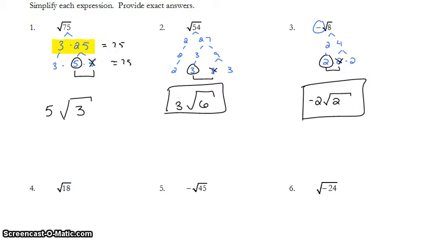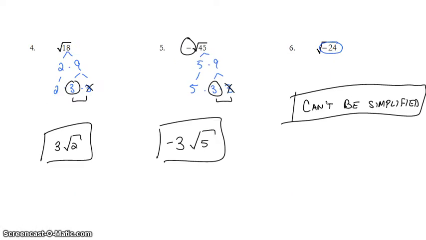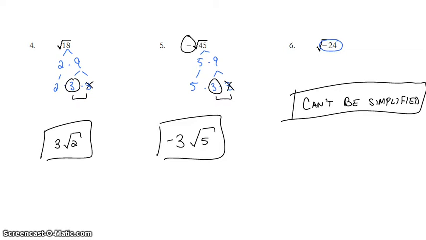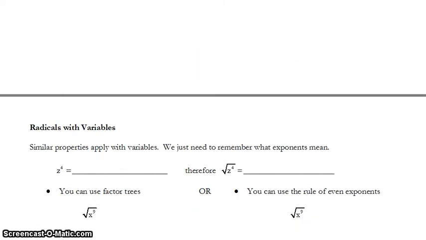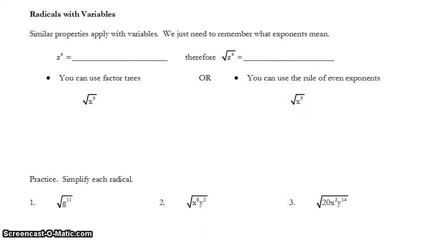If you haven't finished 4 through 6, pause now and go ahead and do that, please. And for 4 through 6, we had 3 square root 2, negative 3 square root 5, and number 6 can't be simplified because I have that negative inside the radical, and there's nothing that'll multiply by itself and be a negative number. So the new thing for today is on our next page, and that's square roots or radicals with variables.